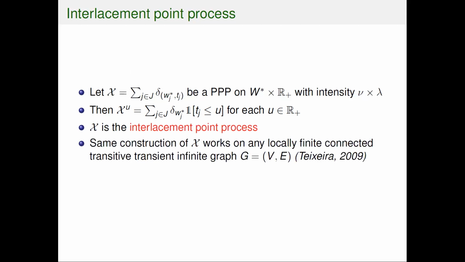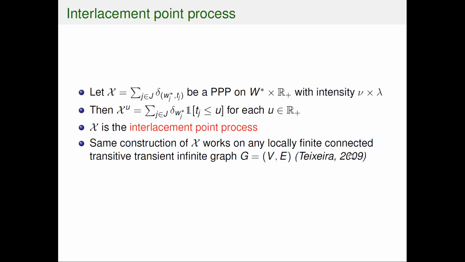All right. So if this wasn't complicated enough, here's another jump in abstraction, because whatever I said previously that worked on the d-dimensional space, the same construction works on any locally finite connected transitive transient infinite graph. So the important part is the transient. A graph is transient if random walk on it is transient. And this is the thing that you need. If you want to define interlacement, you need your random walk to be transient. This more general construction of random interlacement on any general graph was done by a former PhD student of Sznitman called Teixeira. And from now on, we will consider random interlacement on such a transient transitive graph.